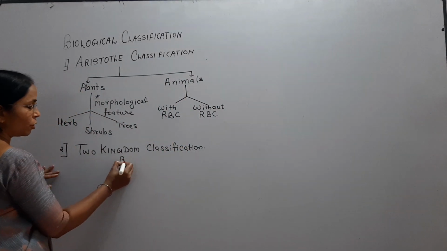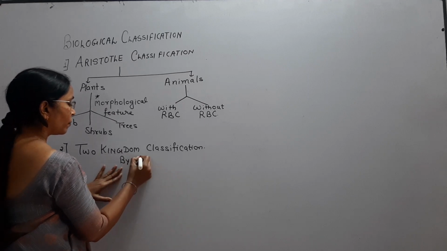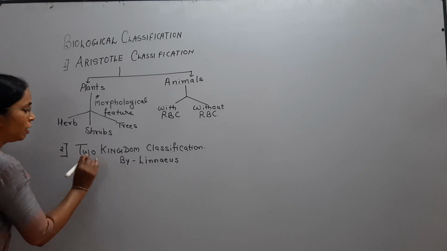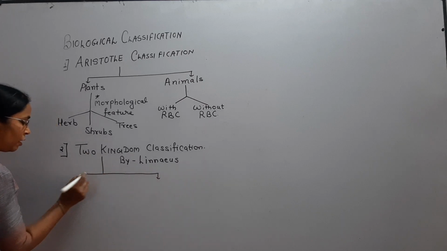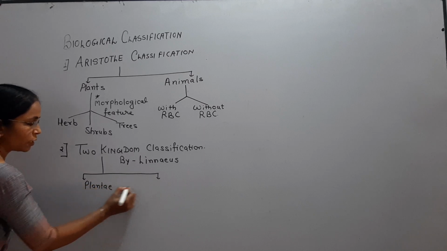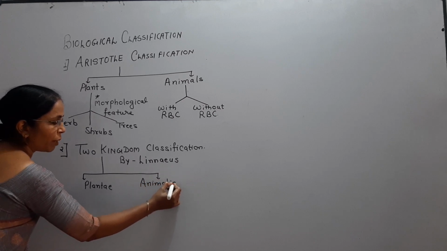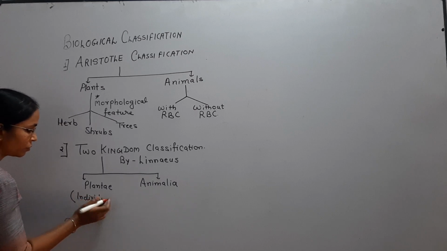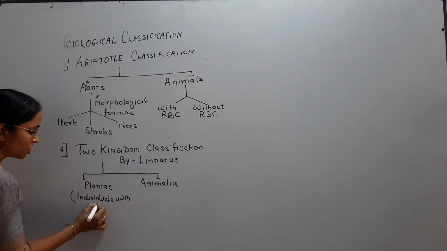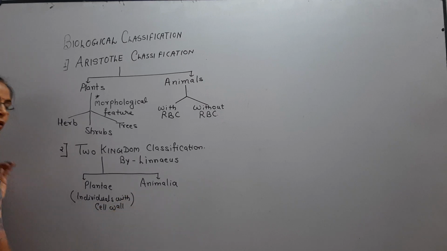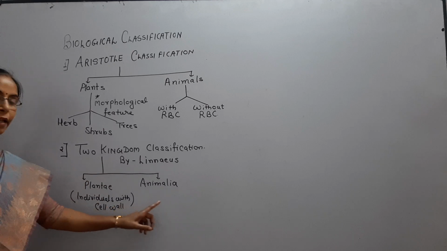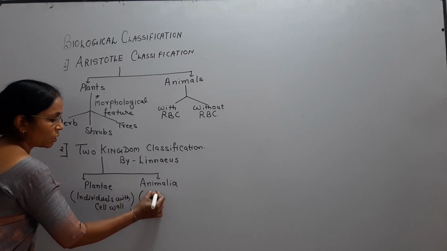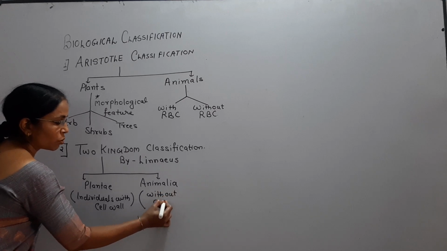The two kingdom classification was provided by Linnaeus, Carolus Linnaeus, whose original name is Carl von Linne. In it, Linnaeus divided the entire living world into two categories, Plantae and Animalia. In Plantae, he included all living individuals with a cell wall. In Animalia, all individuals are present without a cell wall, so they were included in Animalia.